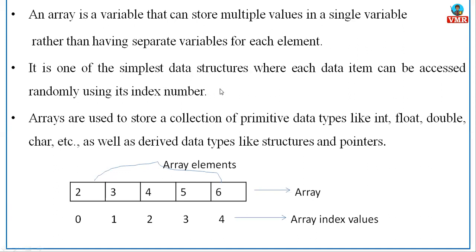It is one of the simplest data structures, where each data item can be accessed randomly using its index number. You can directly retrieve the value at index 2, so you can randomly pick values from the entire array. Next, arrays are used to store a collection of primitive data types like int, float, double, char, etc., as well as derived data types like structures and pointers. So pointers also can be stored, structures also can be stored. Regarding structures and pointers, you'll be learning in the upcoming lectures. Okay. So this was just a sample representation of an array.